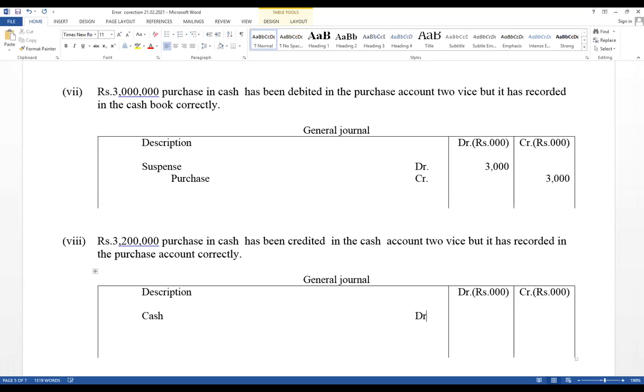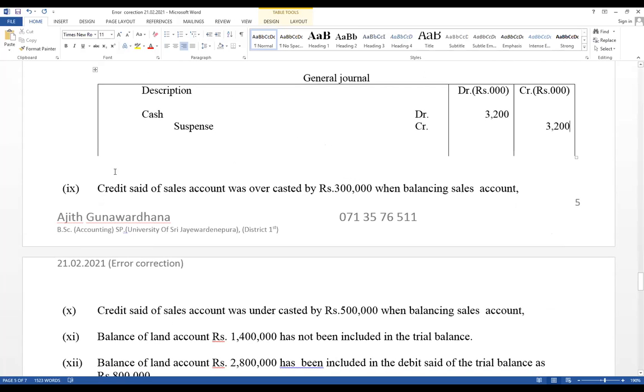Cash account debit value equal 3,200 and suspense account credit 3,200. Not effect for purchase. Cash account debit, suspense account credit. Not effect for purchase. It has been recorded correctly in the purchase account, but credited twice in the cash account. Therefore, cash account debit, suspense account credit. Think about the 10th one.